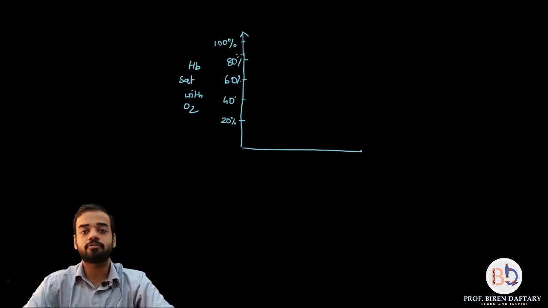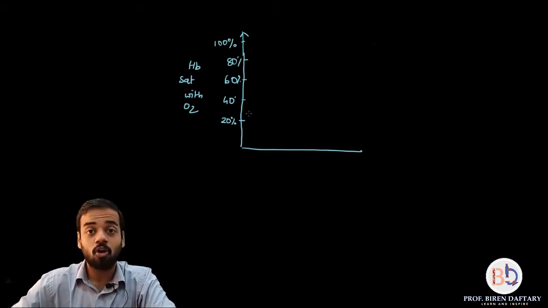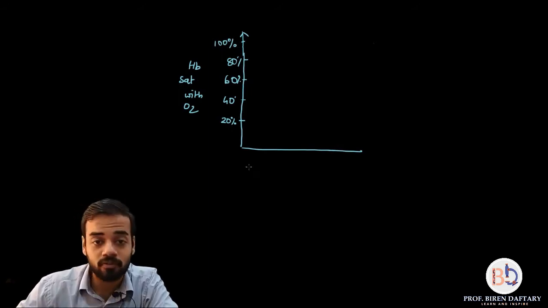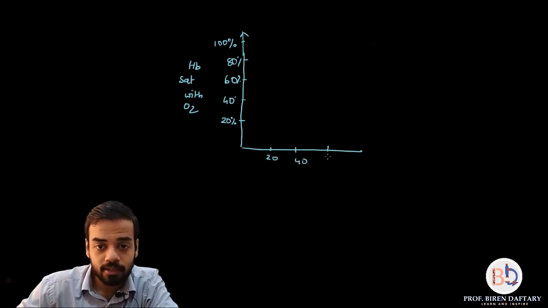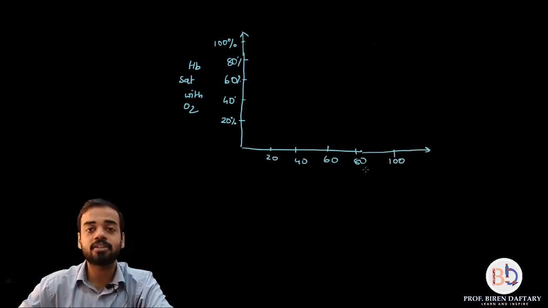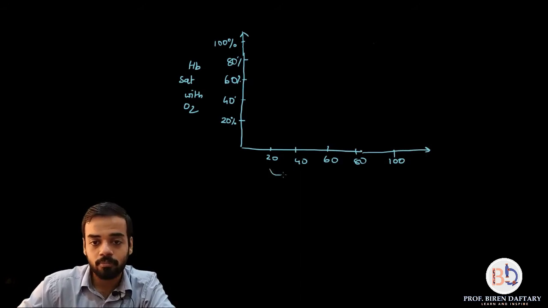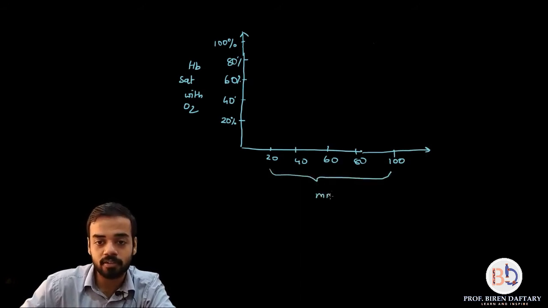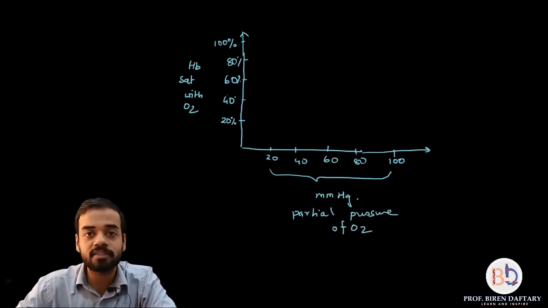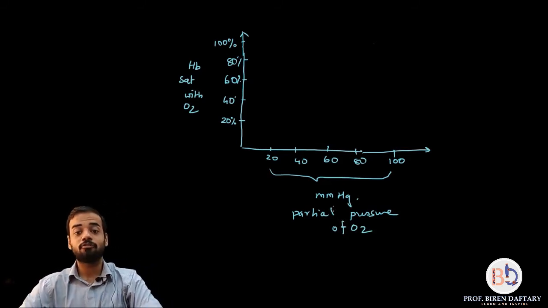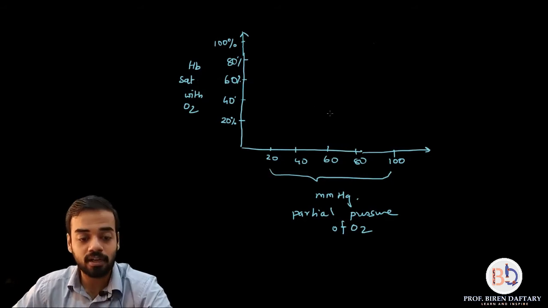So the saturation graph I have shown on the y-axis, saturation of hemoglobin. On the x-axis I am going to plot the partial pressure of oxygen. So again that is going to be 20, 40, 60, 80 and 100, but here the units is going to be what? Millimeters of mercury, correct? Because we are talking about partial pressure. So I have plotted a graph of hemoglobin saturation with oxygen on the y-axis against partial pressure of oxygen. Now let us see what the graph comes to.